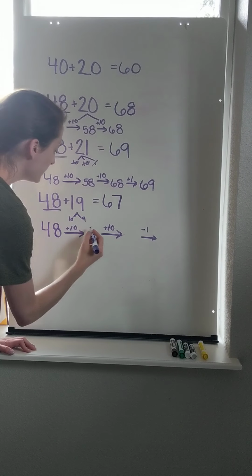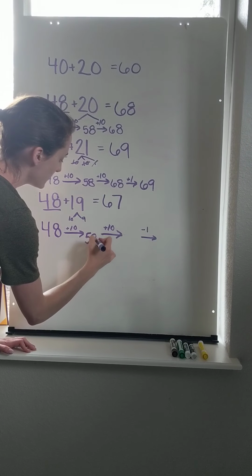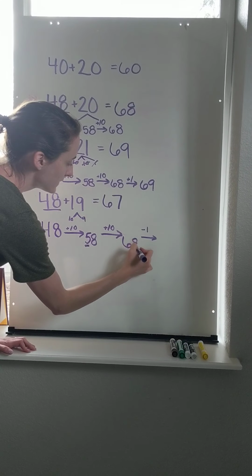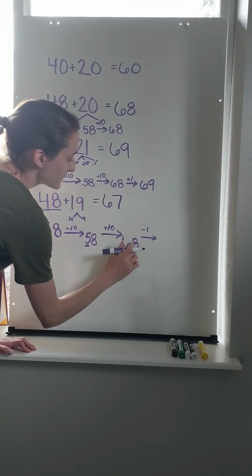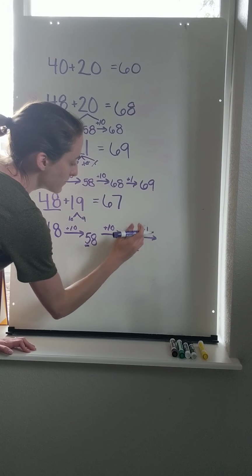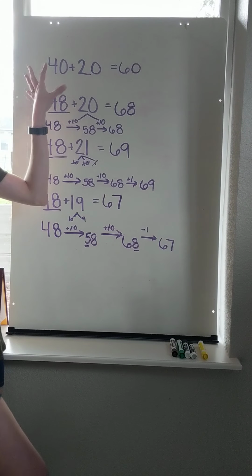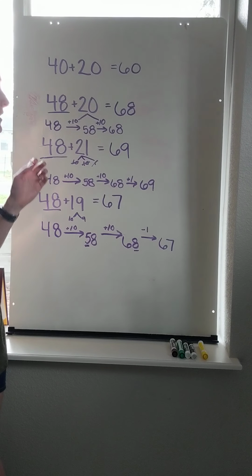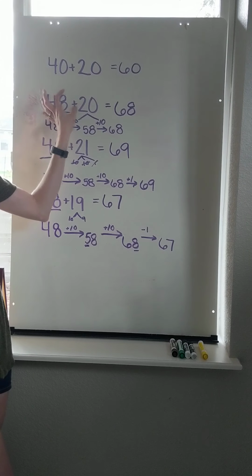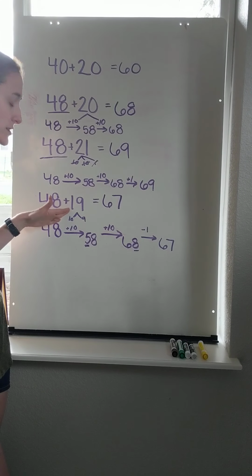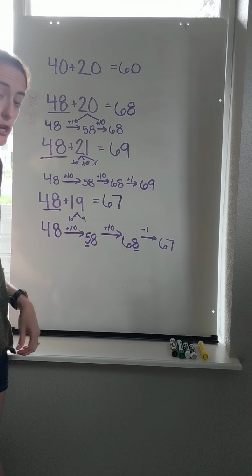So 48, 10 more is 58, 10 more, change my tens place, makes it 68. Add one smaller, taking my ones place and dropping it by one is 67. Okay, so I know this looks like a lot, but really all it is, is making sure you use patterns and think about what you already know to find answers for similar or related equations.